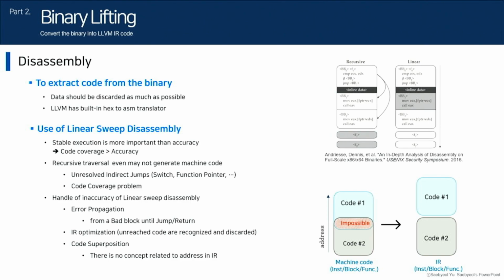To address this, we've developed the superposition method, permitting the coexistence of correctly and incorrectly identified code blocks within the IR code, even though they overlap in address space. And the other is that we use the error propagation algorithm that was developed in previous papers.